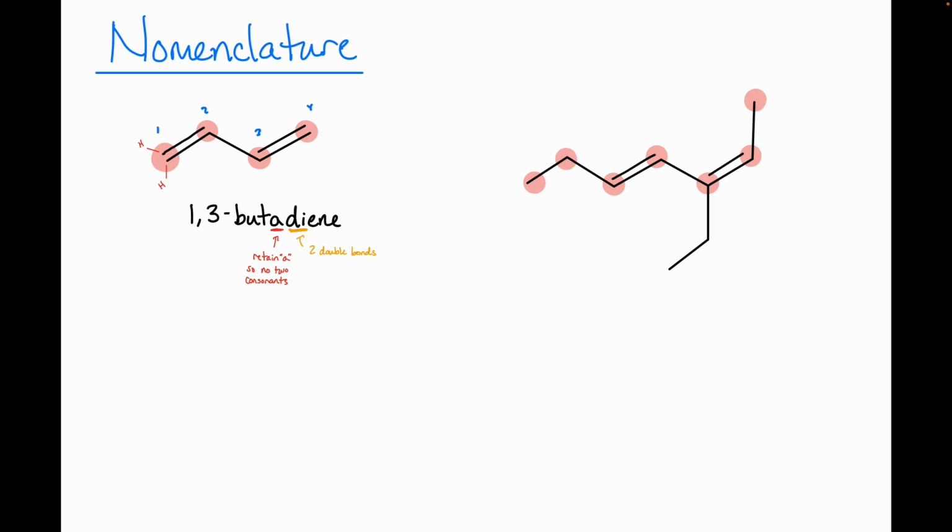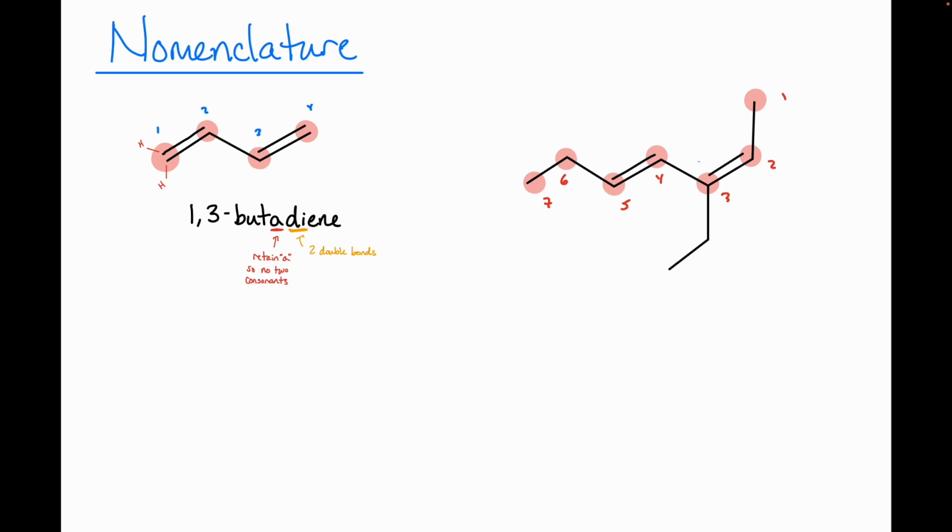I'm going to number my parent chain, 1, 2, 3, 4, 5, 6, 7. Go the other way, 1, 2, 3, 4, 5, 6, 7. Which one of these numbering schemes is correct, the red or the blue? The red, and remember, for these functional group containing compounds, the only thing I'm going to pay attention to is the location of that double bond, right? So I want to make sure that double bond has the lowest possible number.